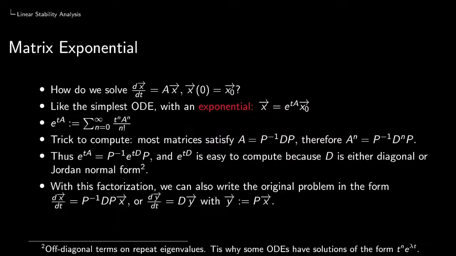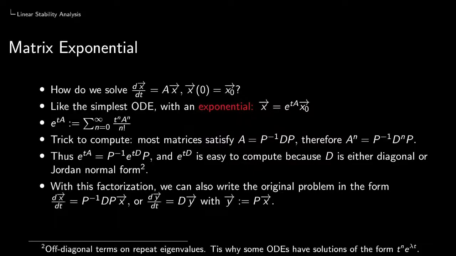It basically starts with a t to the 0 term and an A to the 0 term over 0 factorial. That's the identity matrix I. And then there's a linear term, t times A over 1, then a quadratic term, t squared times A squared over 2 factorial, a cubic term, etc.